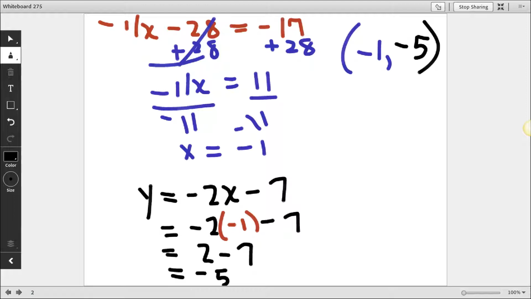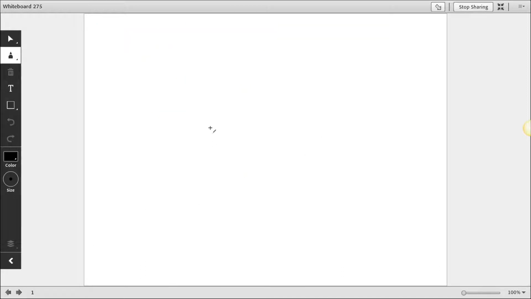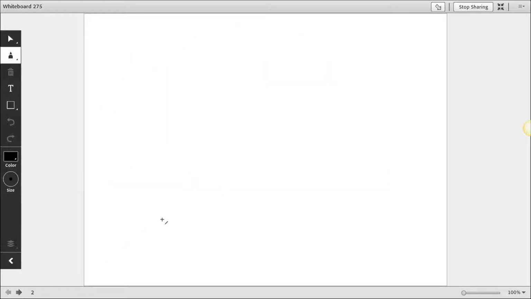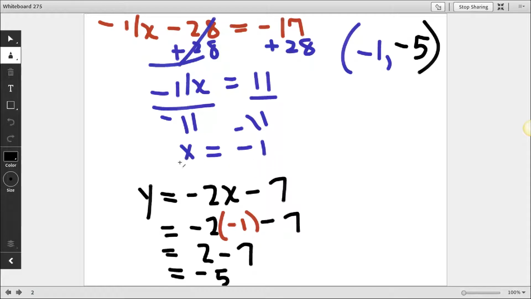So isolate one variable in one of the equations, use that equation as a substitution in the other equation, and then solve for the first variable. Then once you do that, use that in one of the equations to find the second solution to the variable, and then write your answer as an ordered pair.